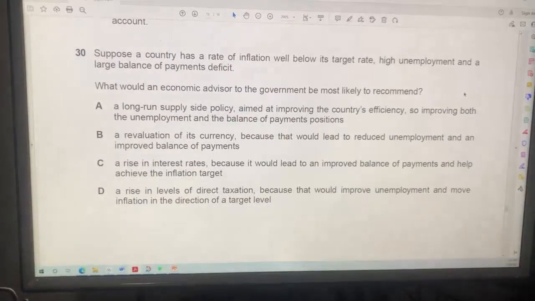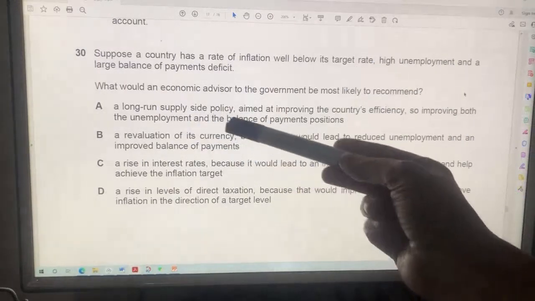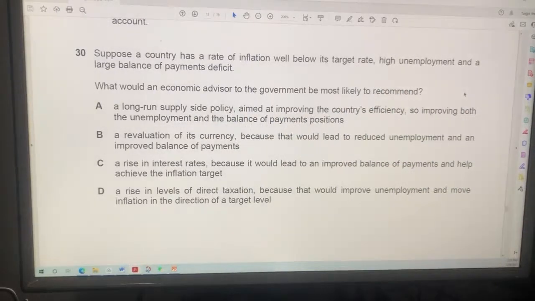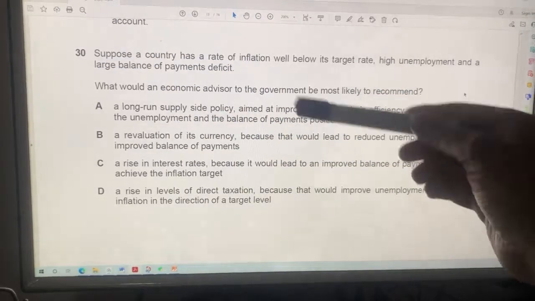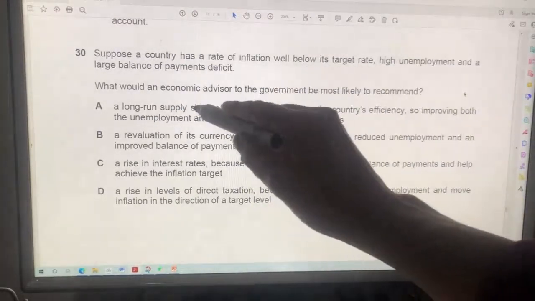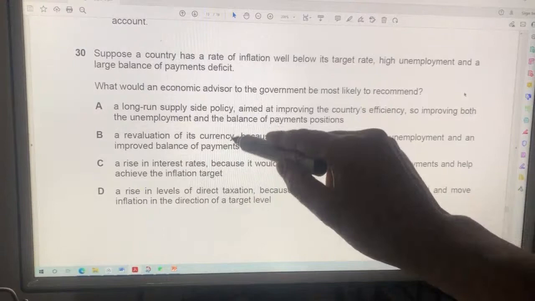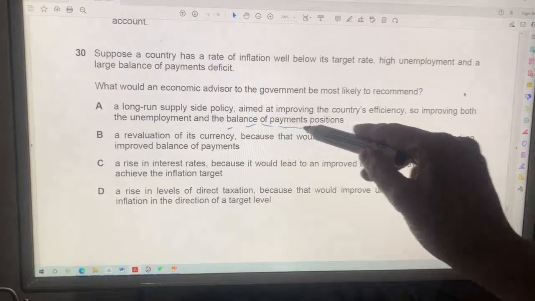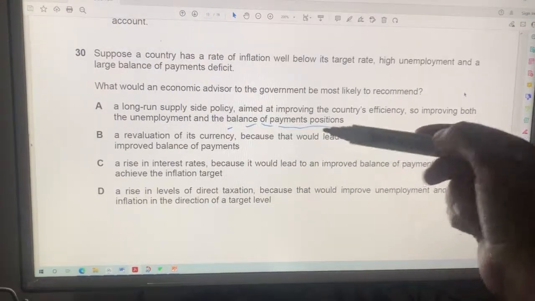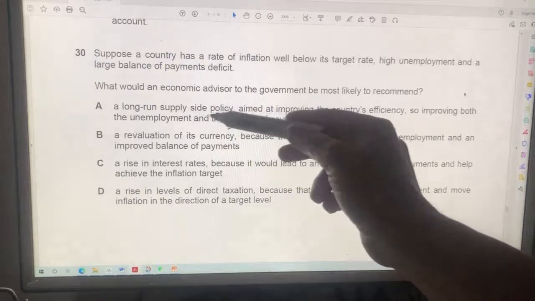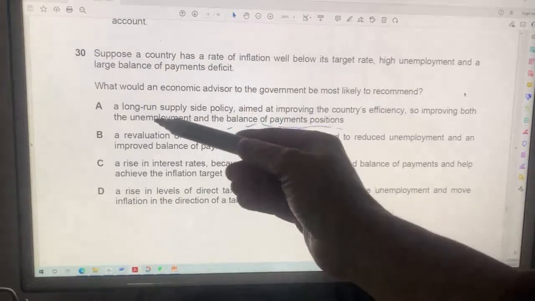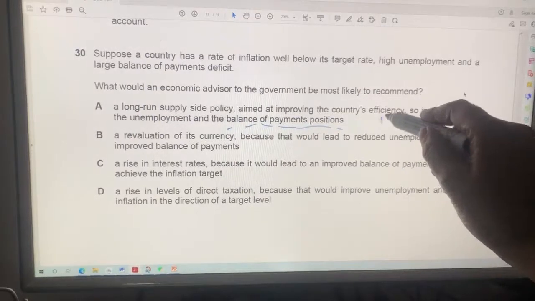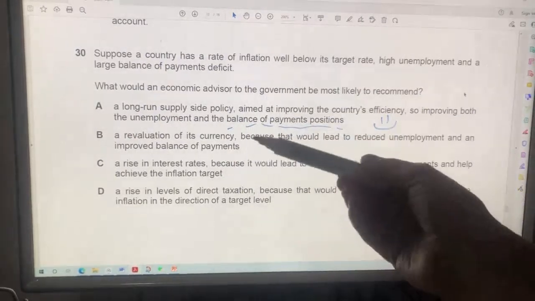Perhaps A, long-run supply-side policy aimed at improving the country's efficiency, so improving both the unemployment and the balance of payments positions. Yeah, because an effective long-run supply-side policy would reduce prices. So that might help the balance of payments deficit. And an effective long-run supply-side policy will probably increase employment. So maybe A. What about B?